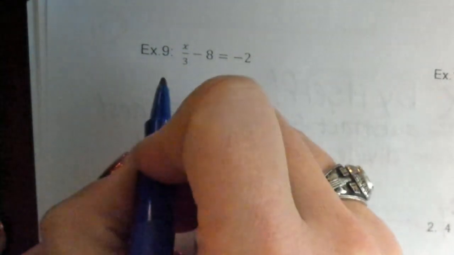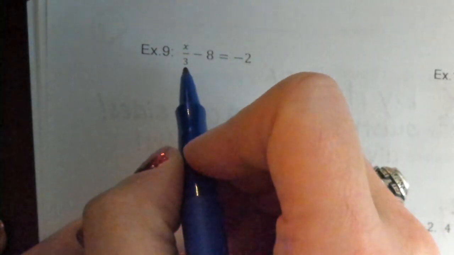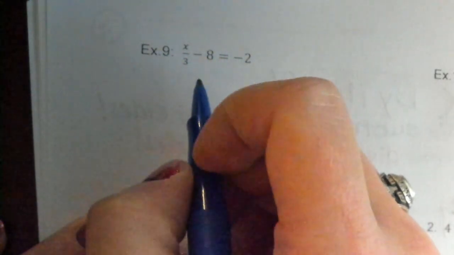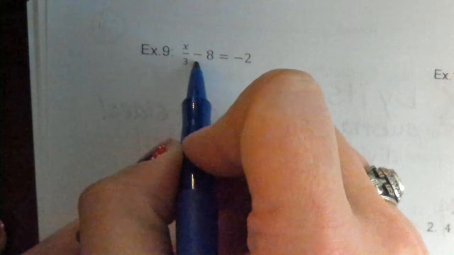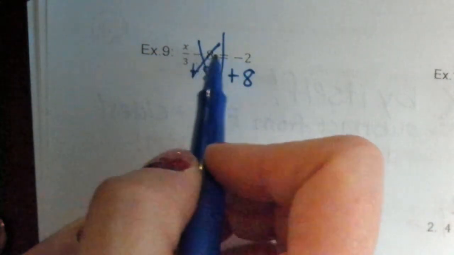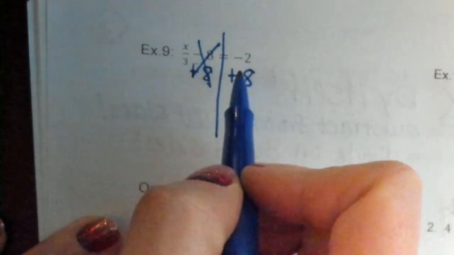Okay. Number 9. If we look at our first step, it says take off what is added or subtracted to the x first. Well, that would be this minus 8. So we're going to add 8 to both sides to get rid of that. So what's added or subtracted to it first, we're going to get rid of that first.